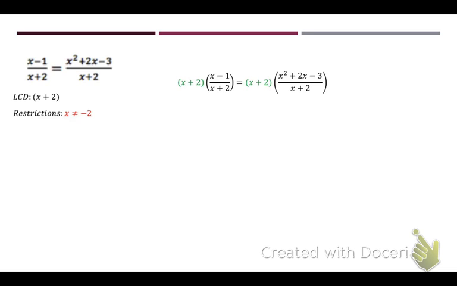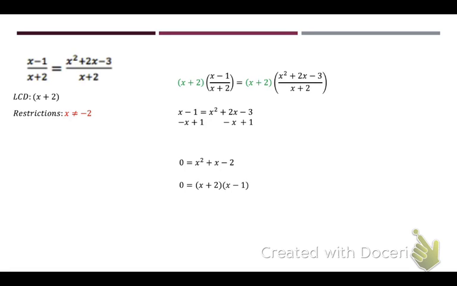Now I'm going to multiply each part of these by x plus 2 to clear the denominator. So (x plus 2) over (x plus 2) reduces to 1, or they cancel. (x plus 2) over (x plus 2) reduces again. So we're left with x minus 1 equals x squared plus 2x minus 3. Now we have a squared term, we have an x term, and we have a constant. So we need to move everything to one side so that we can solve this by factoring. I'm going to move the x over, add the 1. You get x squared plus x minus 2.